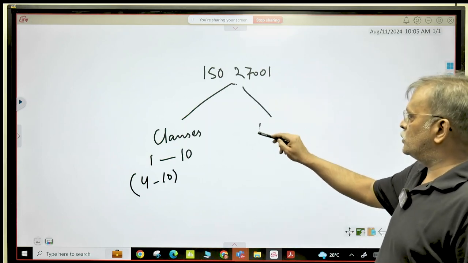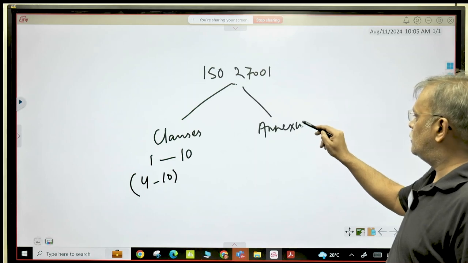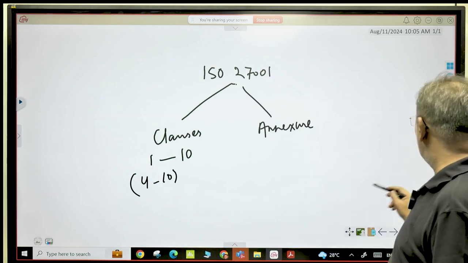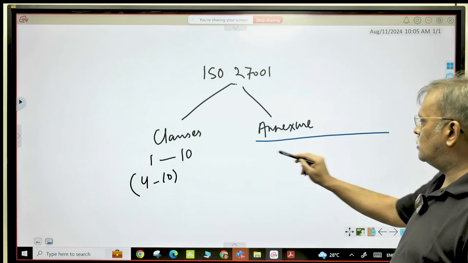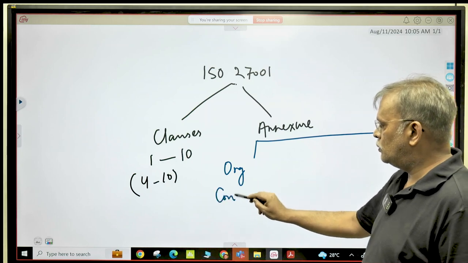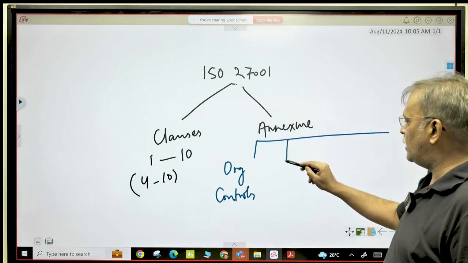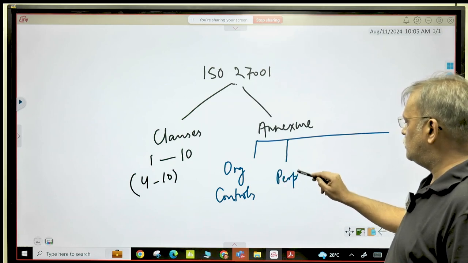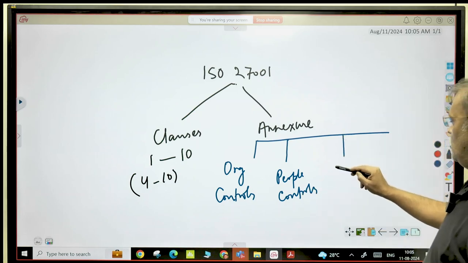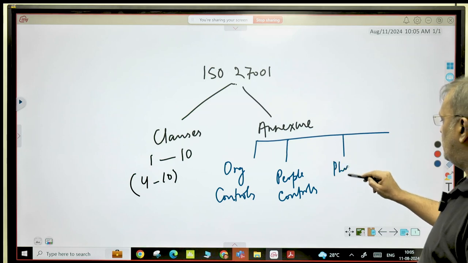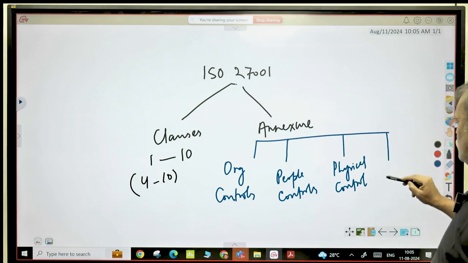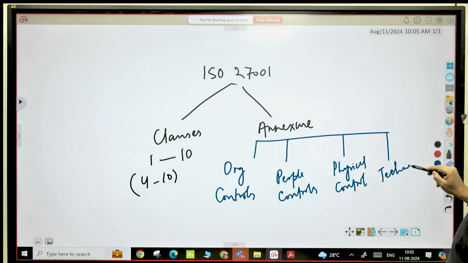Then you have the section which has annexures. The newer ISO 27001 has broken the annexure into 4 units. One, which they are listing down organizational controls. Second, through which they are listing down people controls. Third, where they are listing down the physical controls. Fourth, where they are listing down the technological controls.